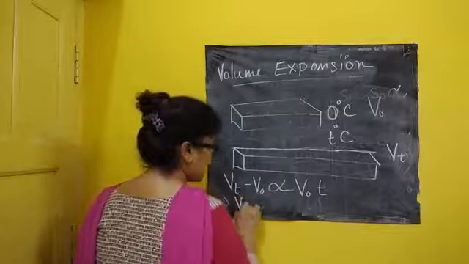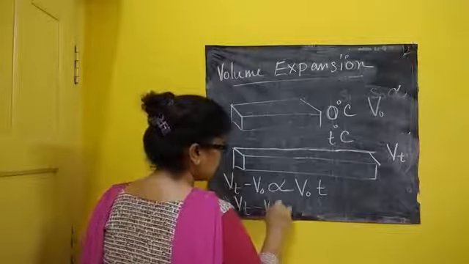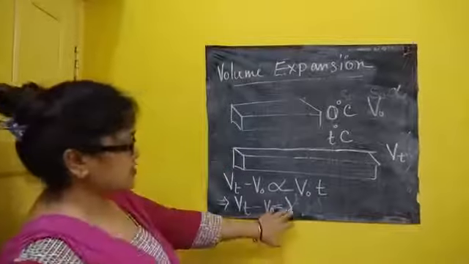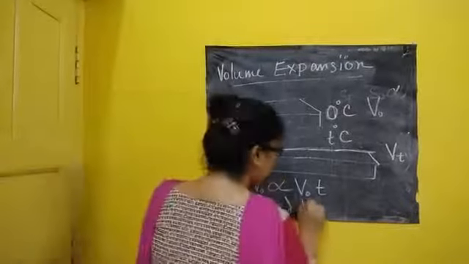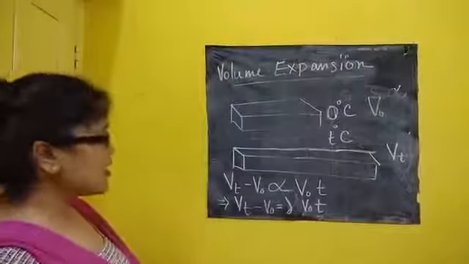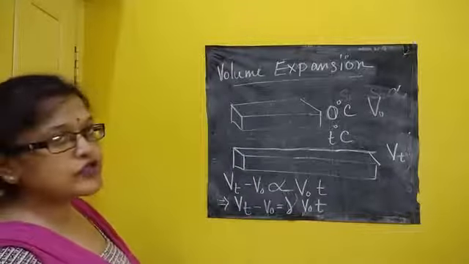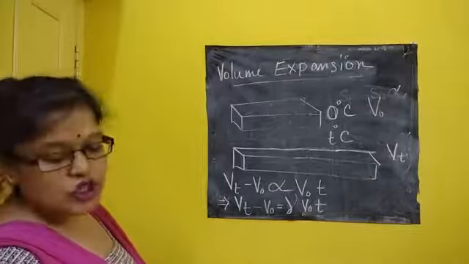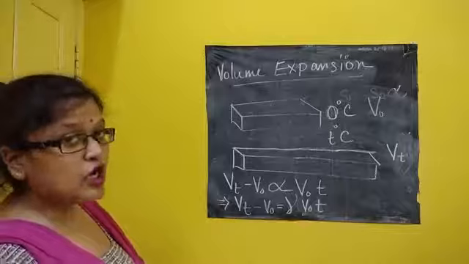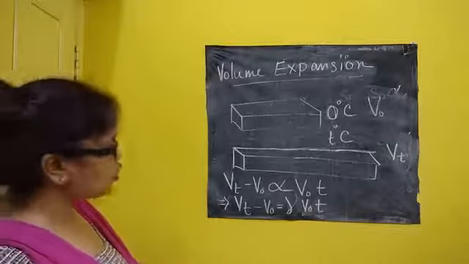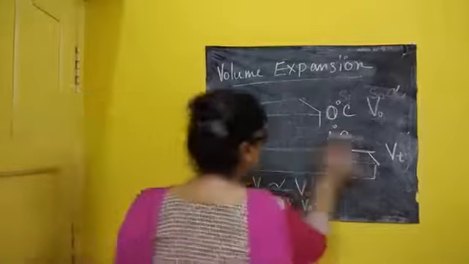Clear? Now, to eliminate this proportionality sign, what can I write? Vt minus V0 equal to gamma. This is not radioactivity, this is gamma, not gamma ray. This is gamma V0 T. Gamma is called the coefficient of cubical expansion, or coefficient of volume expansion for solids.